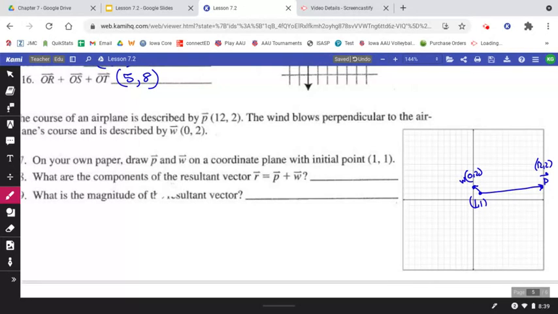What are the components of the resultant vector if I do P plus W? So 0 plus 12 is 12, and 2 plus 2 is 4. And what is the magnitude of the resultant vector? Magnitude is distance, so the square root of 12 squared plus 4 squared, which is 12.7.